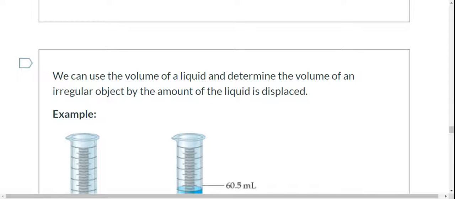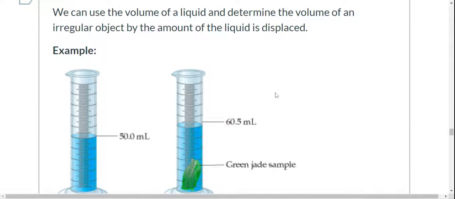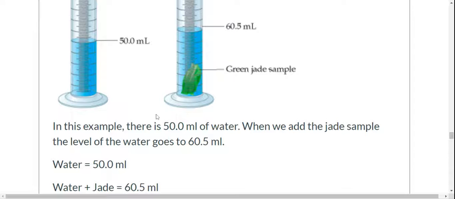So, and then we can use liquid and use the property of displacement to determine the volume of an irregular object, something like a rock or, I don't know, something else. In our example, a ring. So we start out, we have 50 milliliters of water, and then we add this green jade sample, and we're up to 60.5.